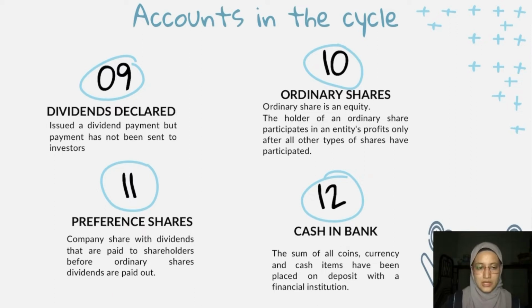Number 11 is the preference shares. It consists of a company share with dividends that are paid to shareholders before ordinary shares dividends are paid out. And number 12 is cash in bank. It is the sum of all coins, currency and cash items that have been placed on deposit with a financial institution.